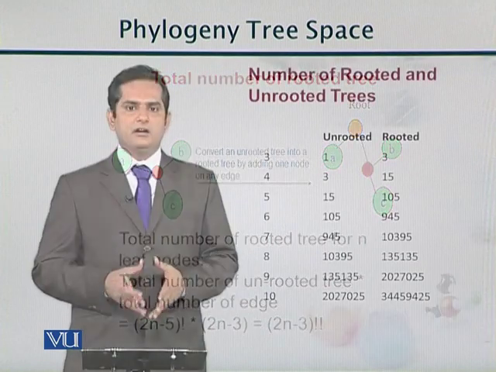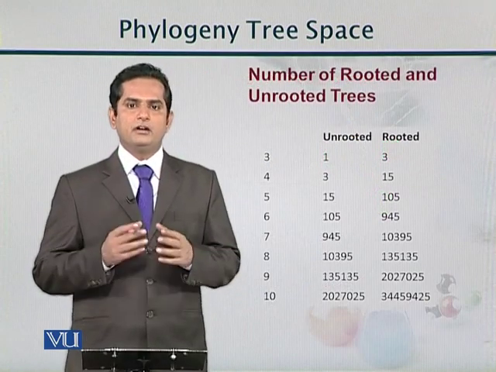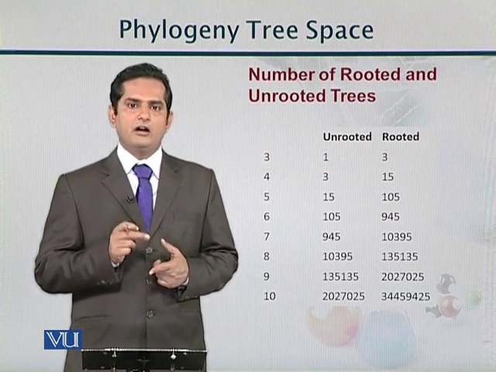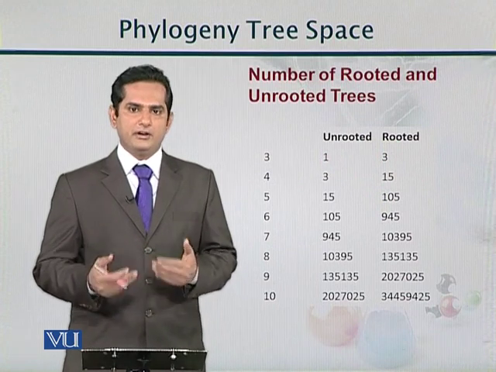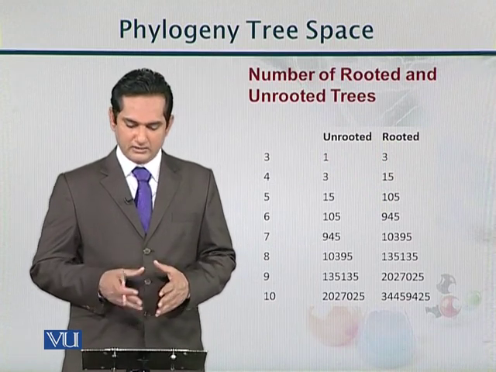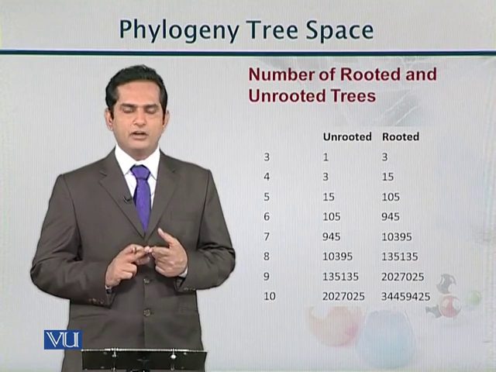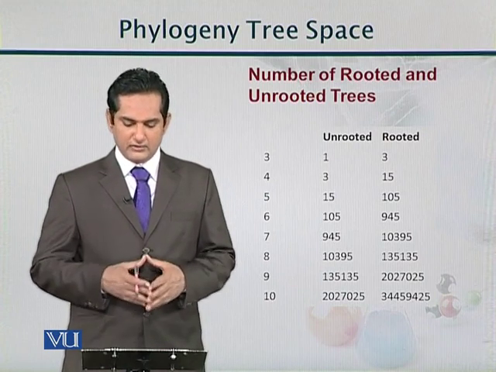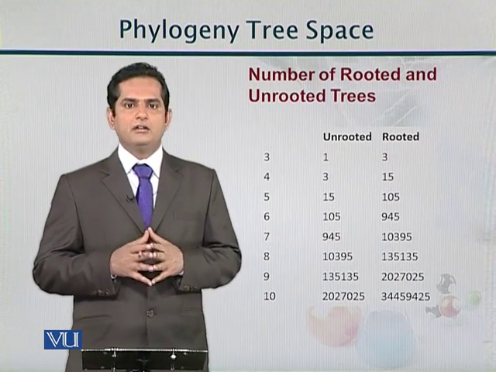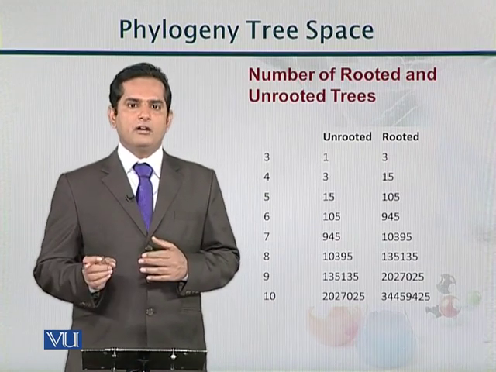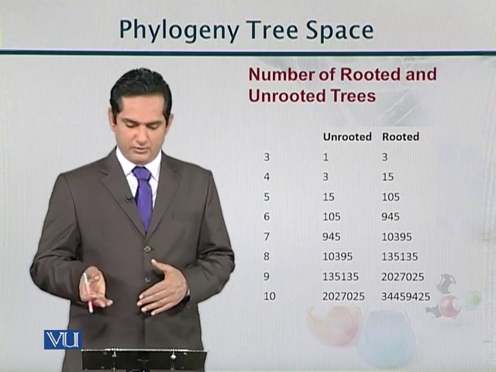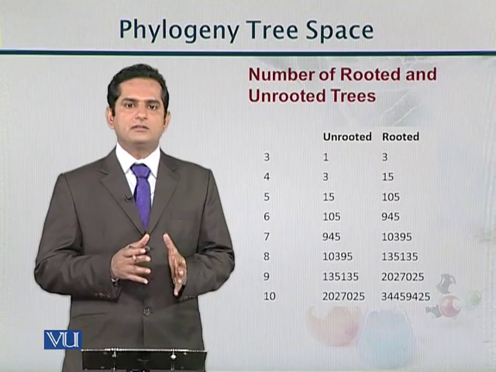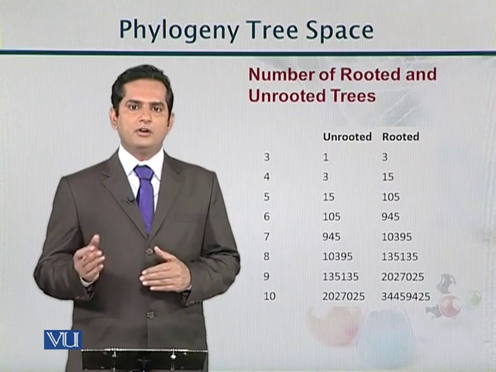In the last slide, we have just shown an example of how many rooted trees and how many unrooted trees can be generated from a given number of sequences. If we have 3, then we have 1 unrooted tree and 3 rooted trees. Similarly, this list goes on, and you can see that when the number of sequences becomes 10, the number of rooted trees becomes very high as compared to unrooted trees. So unrooted trees grow less with the number of sequences as compared to rooted trees.